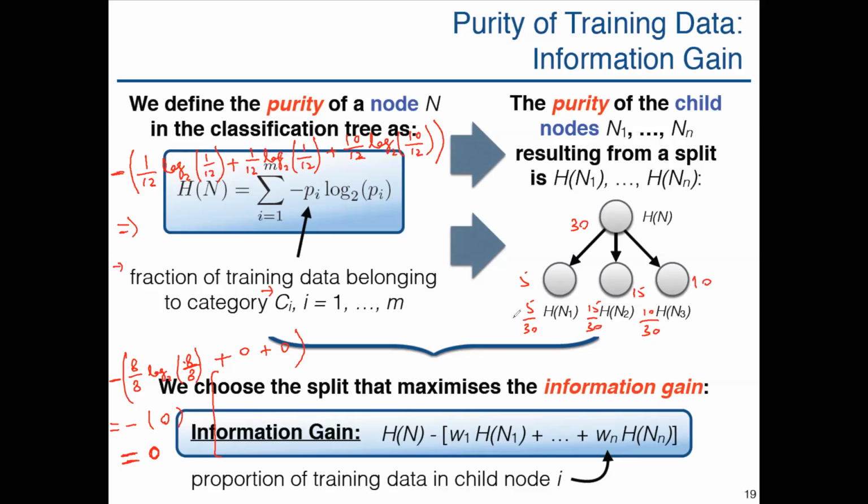अब 5/30 multiplied by the entropy plus 15/30 multiplied by this entropy plus 10/30 multiplied by this entropy, इन सब का जो weighted sum आएगा, जो यहाँ पे mention किया हुआ है, इस weighted sum को आप parent node की entropy से subtract कर देंगे, and that is something that we call an information gain. ठीक है, so I can erase this part.